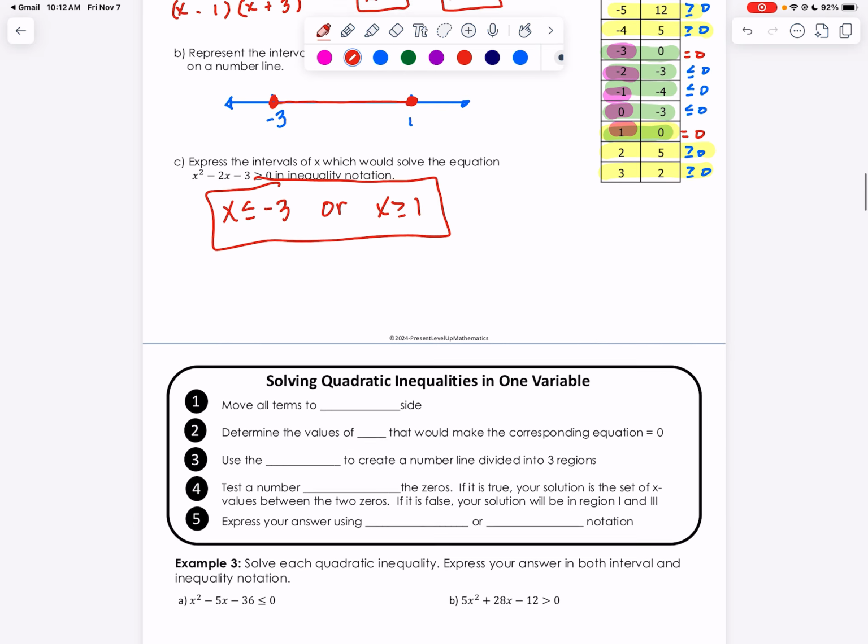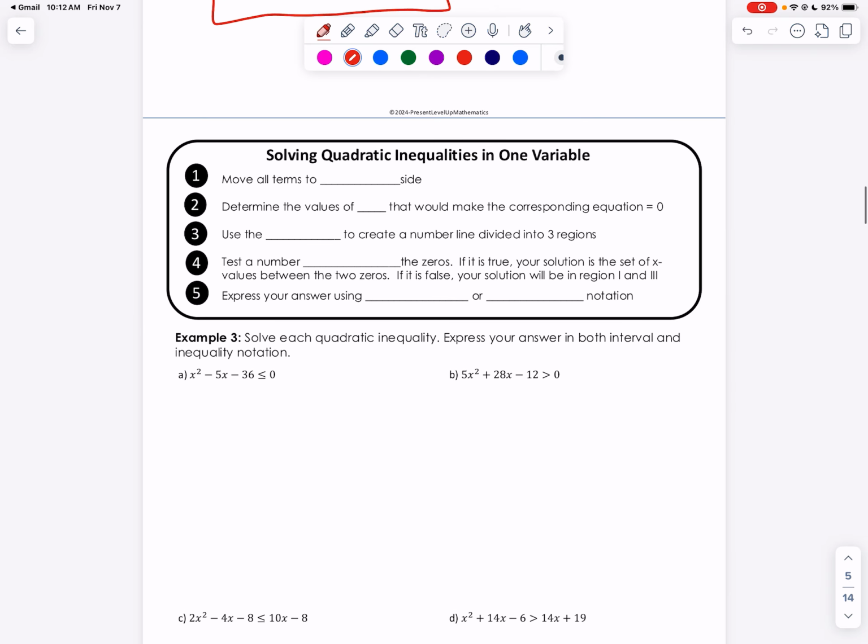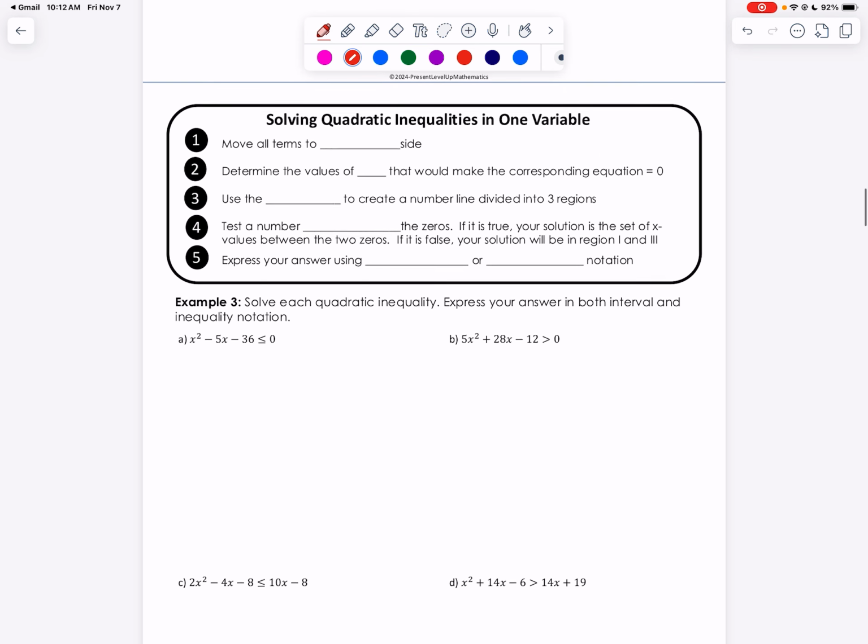Now, let's talk about solving quadratic inequalities algebraically without a graph of the function or without a table of the function. So here are your steps. The first thing you want to do is move all your terms to the left side of the equation, and you want the right side to be 0. Determine the values of x that would make the corresponding equation equal to 0. Then use the zeros to create a number line divided into 3 regions.